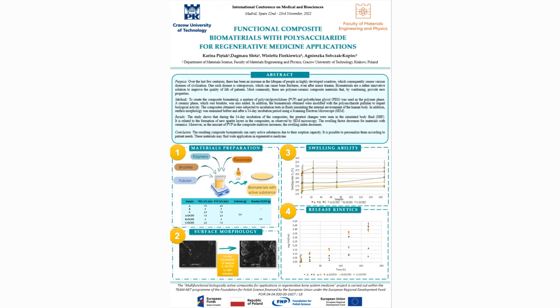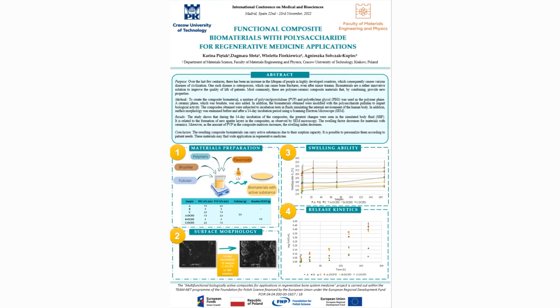Biomaterials obtained in this way have the potential to be modified with various active substances, including drugs, polysaccharides, proteins, or various plant extracts. Many plant extracts are characterized by a high content of terpenes, polyphenols, and flavonoids, which show potential anti-cancer, anti-diabetic, and anti-inflammatory activities.